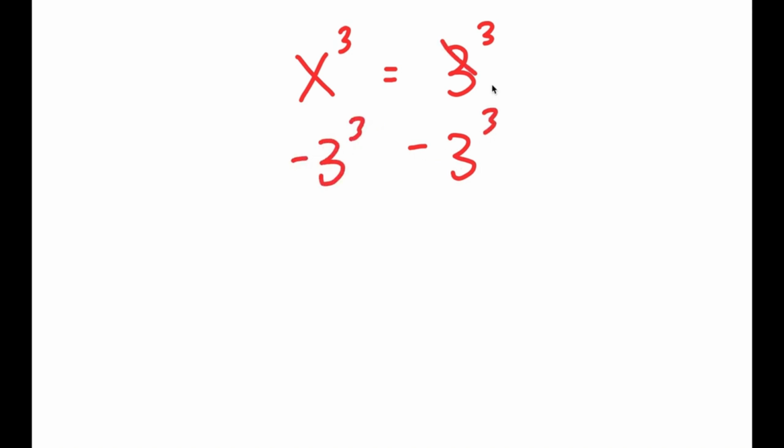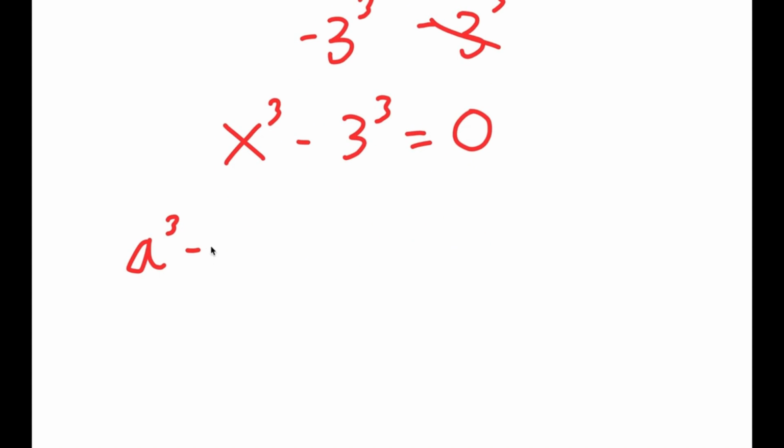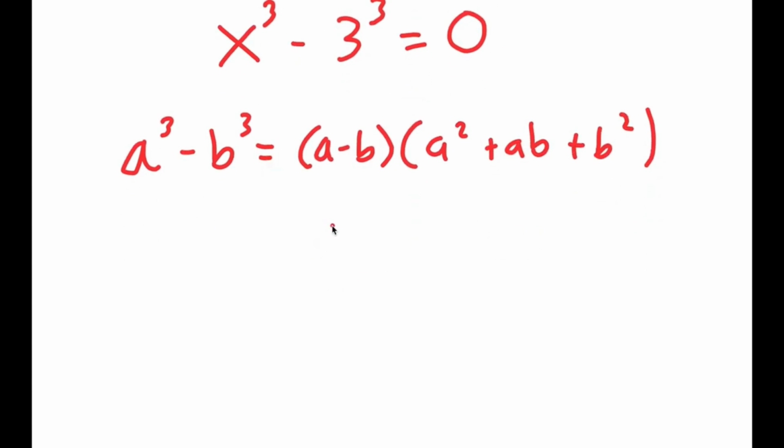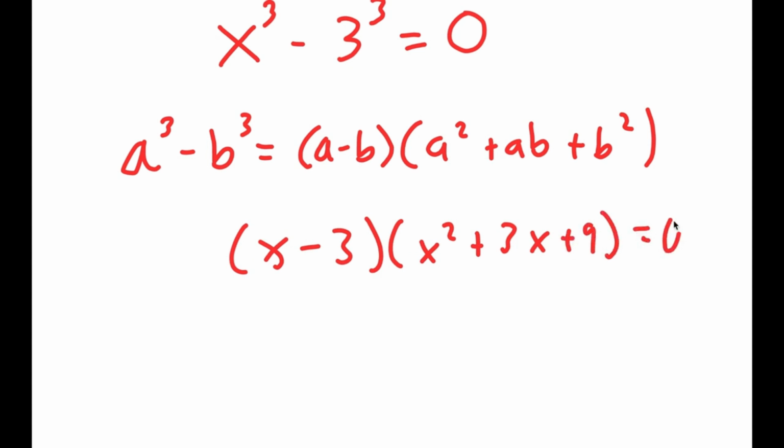Alright, so in this video, I'm solving the equation x to the power of 3 is equal to 3 to the power of 3. So to solve this, I'm going to first start by subtracting 3 to the power of 3 on both sides. So now I get x to the power of 3 minus 3 to the power of 3 is equal to 0. Now from here, if I have something in the form a to the power of 3 minus b to the power of 3, this is equal to (a minus b) times (a squared plus ab plus b squared). So this turns into (x minus 3) times (x squared plus 3x plus 9) is equal to 0.